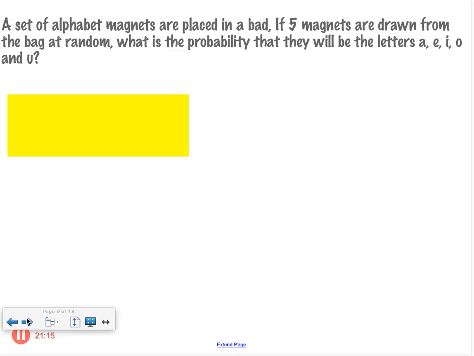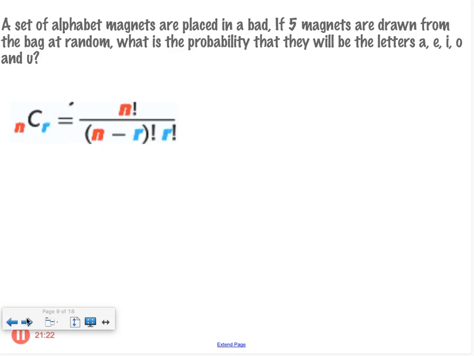Combination. Does it say that we care in which order the letters are pulled from? No. So it's just combination. We don't care what vowel comes first. We just care that they're all vowels.